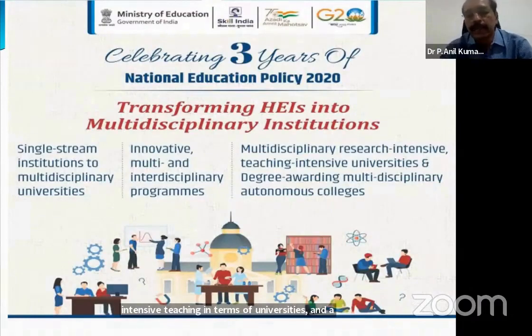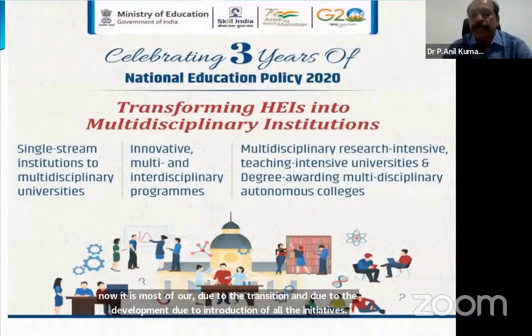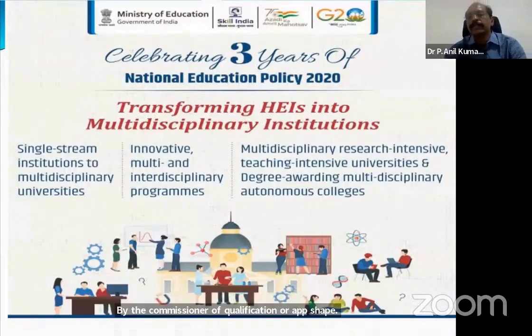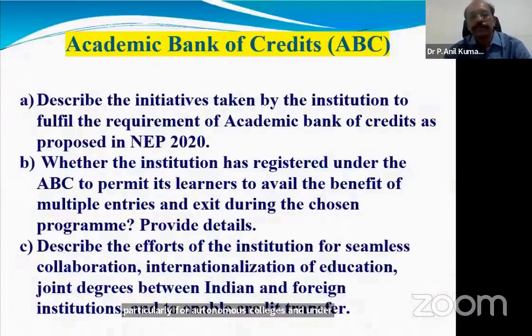So nowadays, due to the transition and the development, due to the introduction of all the initiatives by the Commissionerate of College Education or APSCHE, most of the colleges are also being assessed with a good grade, A grade or above. So in this also, you can go for a multidisciplinary approach, particularly for autonomous colleges and under different programs.